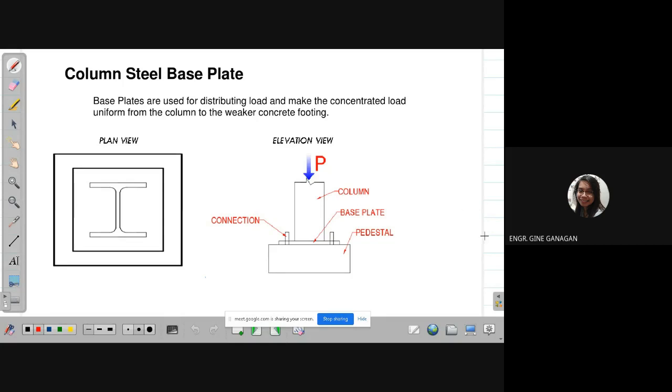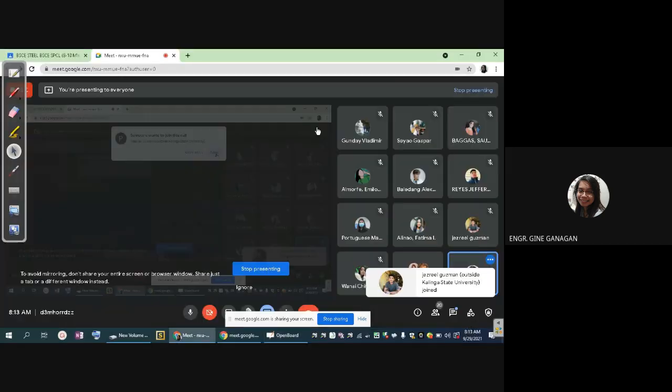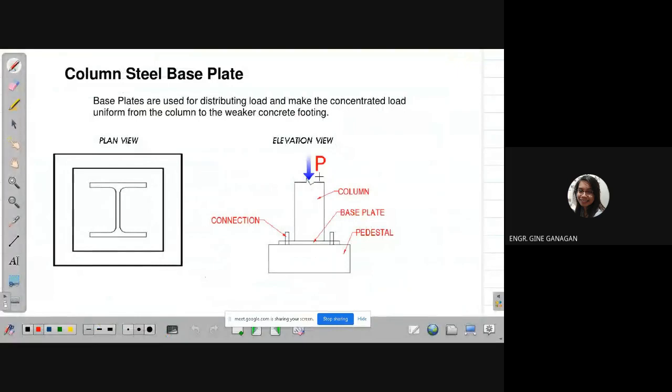So in connecting yung base plate tsaka column natin, ano yung gagamitin natin? To anyone? To connect our steel column and yung base plate natin. Bolt, ma'am. How do we connect our column and base plate? Bolt, ma'am.